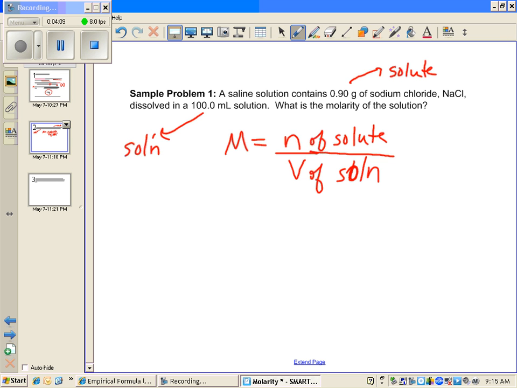All right? So now, whenever we do this, this has to be moles, and this has to be in liters. So I'm going to start with my moles of solute. Do I have that? No. I do not have moles of solute, but I can change it to moles of solute. I'm going to take these grams and change them to moles. So I'm going to say 0.90 grams of NaCl.